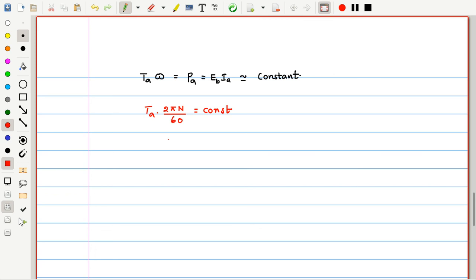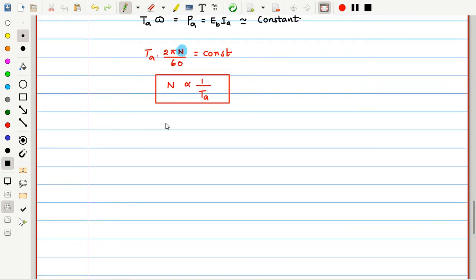Then I can write from this simply that the speed is proportional to 1 by Ta. See here, if I consider this speed term, this 1 by Ta will come in this way, and this is what the speed versus torque looks like.